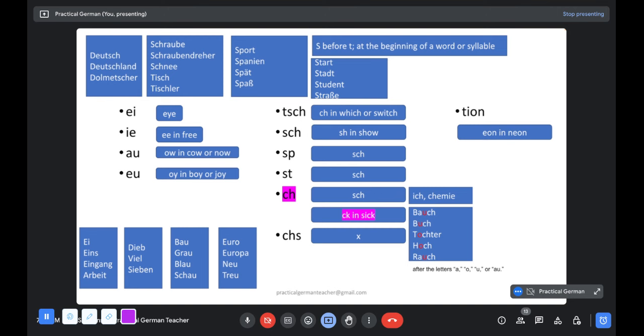Bauch is stomach. Buch is, of course, book. Tochter, daughter. Hauch, not sure. How do you say this building is 25 meters high, or I am 2 meters high? It's hoch. How high is it? Wie hoch. Okay. Rauch. Bauch is stomach. Rauch is smoke, right? Smoke.